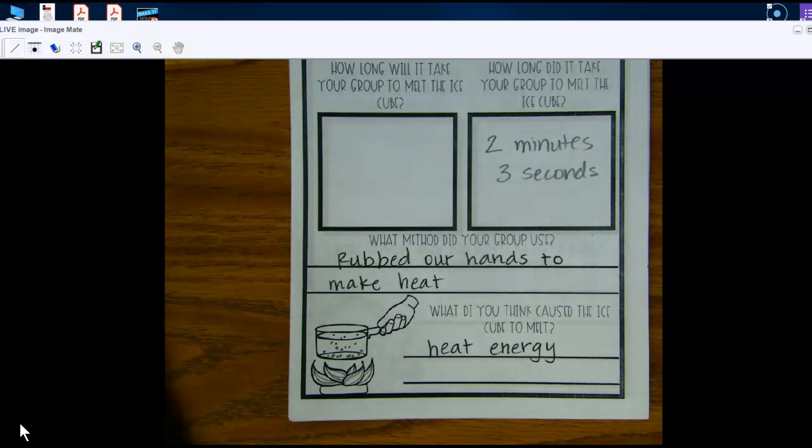Okay, now when you finish, tomorrow we'll do sound. So when you finish, you're going to go ahead and put this in your yellow folder.